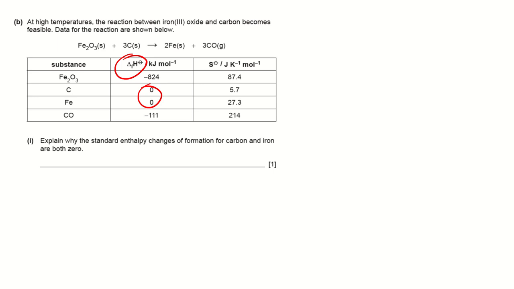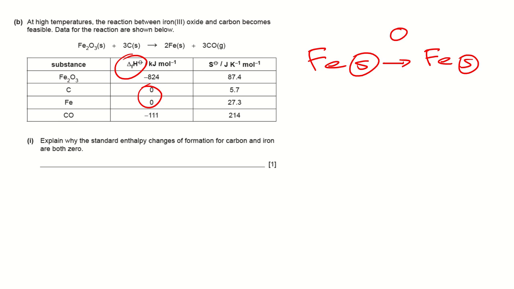Well, that's very simply because the enthalpy of formation is defined as the enthalpy change when you make 1 mole of a substance from its elements in their standard states. Well, that would be making iron solid or carbon solid from its elements in their standard states, which is iron.